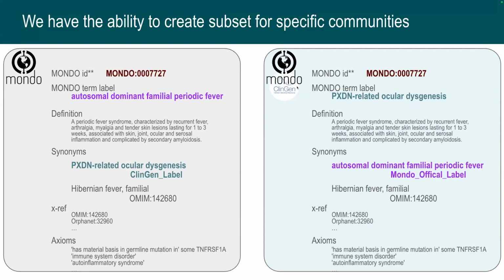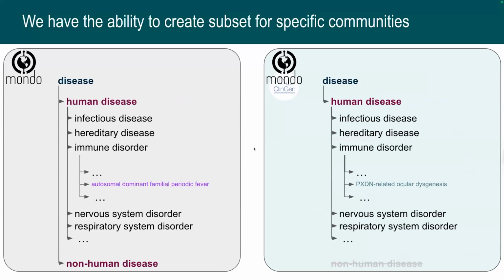And just to push that Mondo ClinGen subset, or a specific subset for specific communities, we can also create a version of the ontology where, as I said, you see the disease name that you want to see, but you could also say, I don't really care about non-human animal diseases because I'm not working with that. So we could make sure that in this subset, we do not include non-human diseases. So if you are part of a community like ClinGen, where you would like to see specific disease names and maybe also only part of the ontology, please contact us and work with us. We can make that happen.